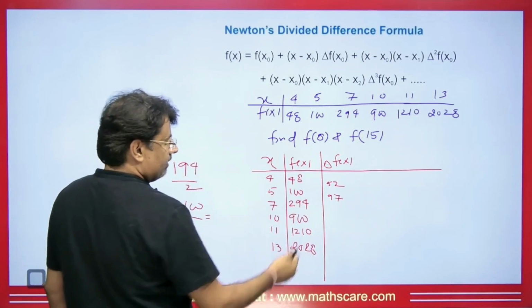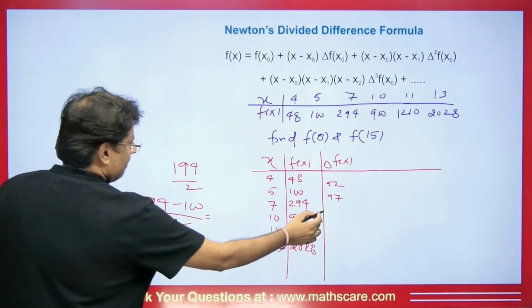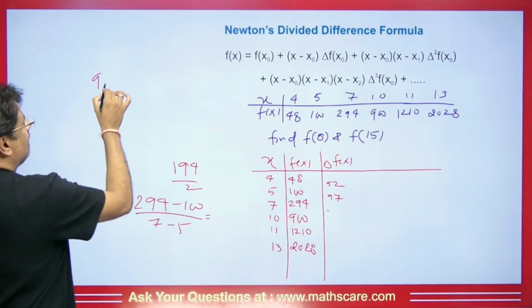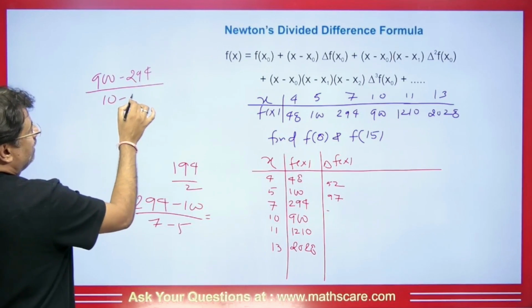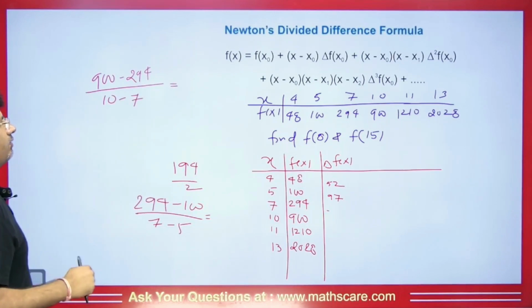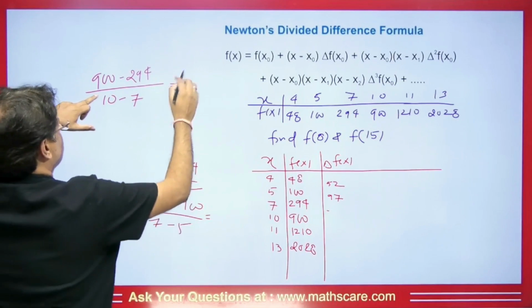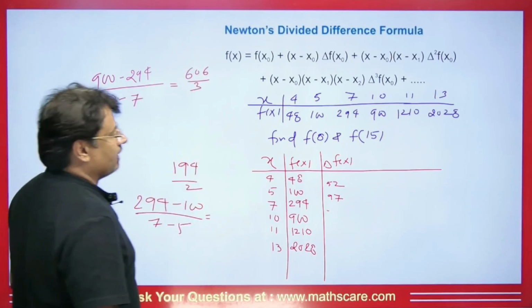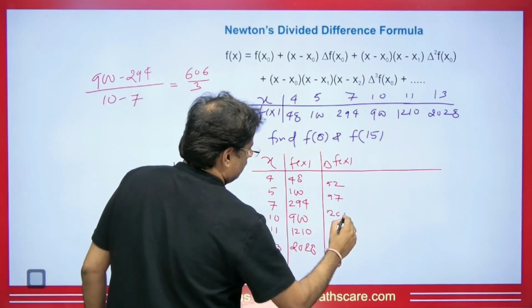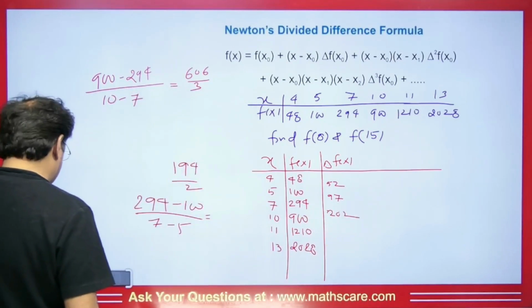Now we calculate this. So students, the next value that we will get here will be 900 minus 294 divided by, here 10 minus 7 will come. Students, from here we will see its value. So it will be 606 divided by 3. It will come as 202.